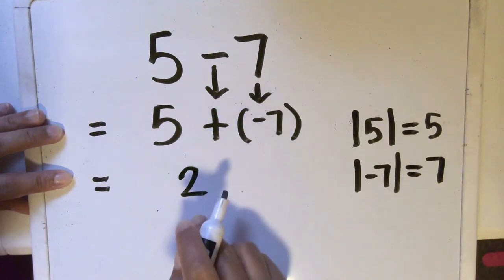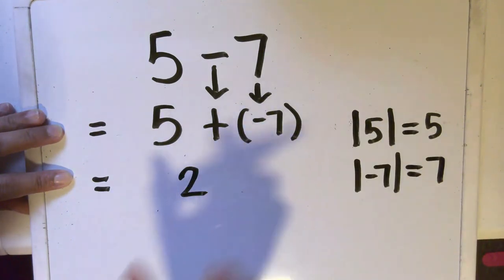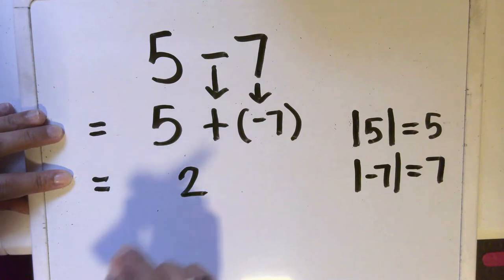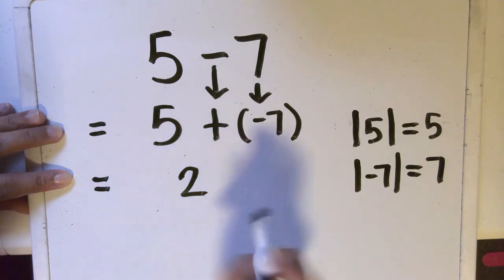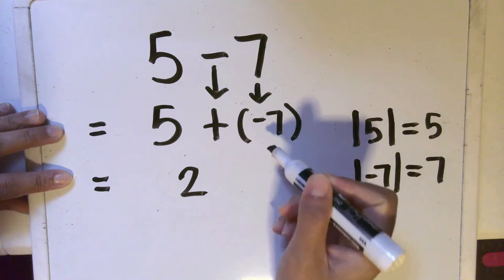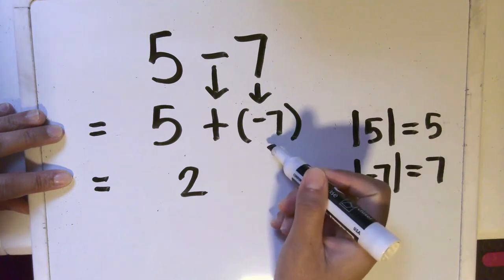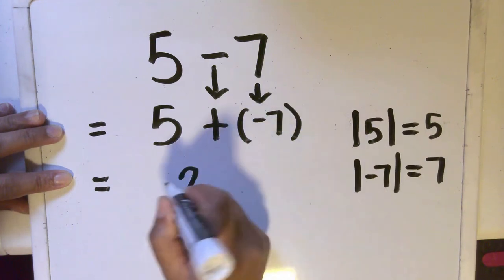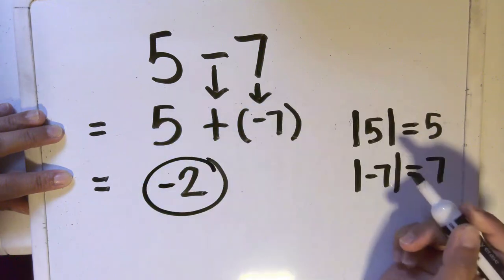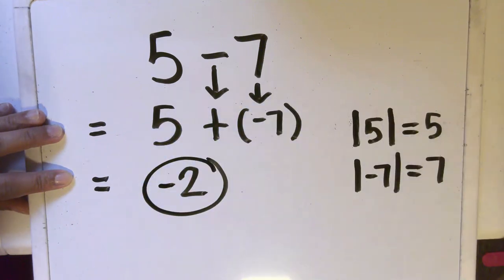So that will be our answer, except we are going to attach the sign of the number with the higher absolute value. In this case, negative 7 is a higher absolute value, and therefore we are going to copy the sign of negative 7. So our answer is negative 2. Let's have another example.